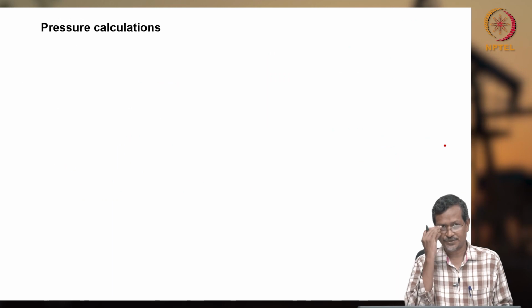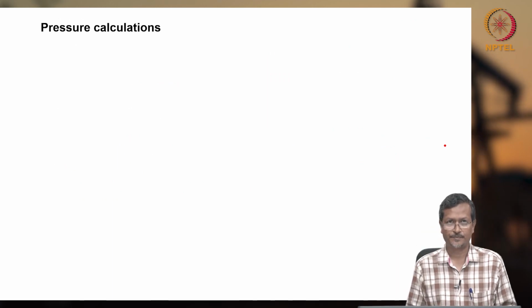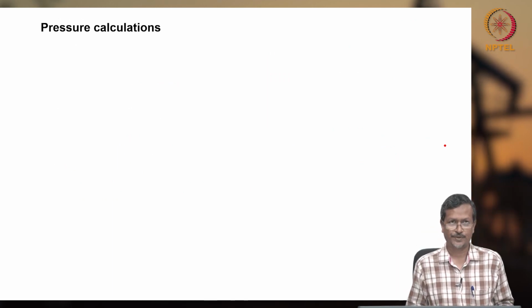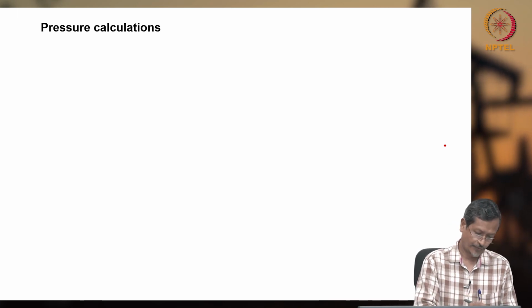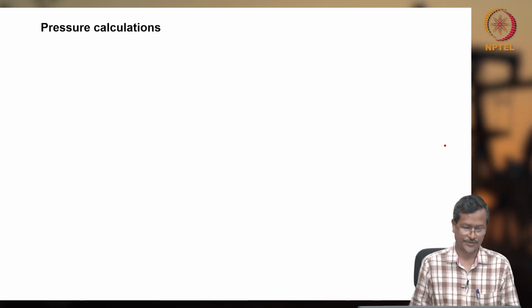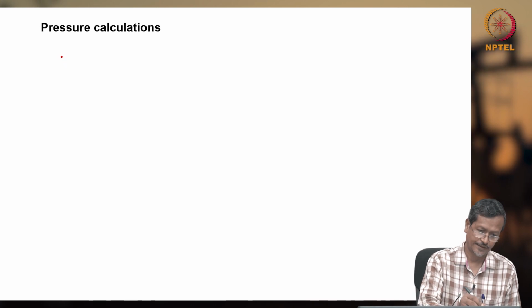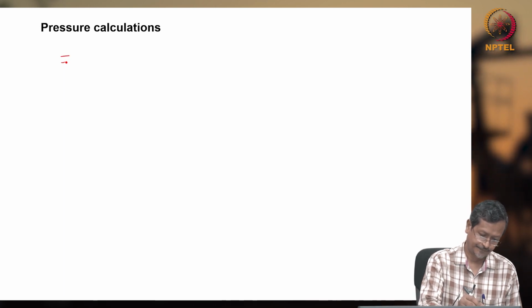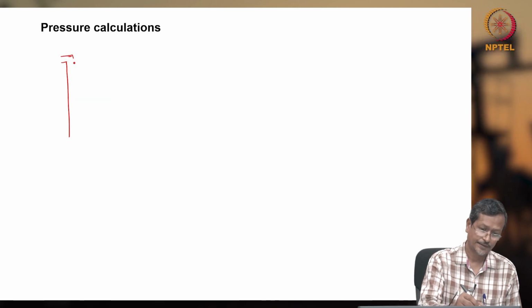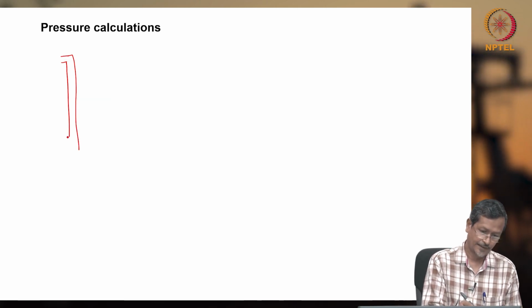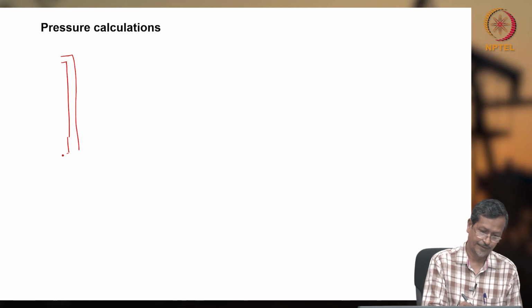Now pressure calculation: how should the hydraulic engine pump pressure be calculated? First you draw one picture, a closed power fluid system. The closed power fluid system is like this, it is going like this, then the engine will be there, and the pump will be there.